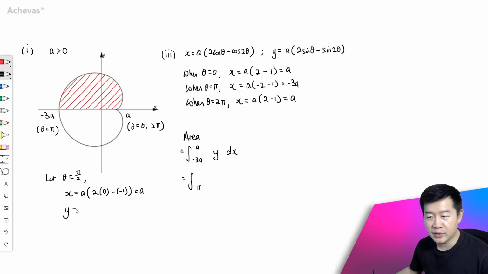We'll look at the corresponding y coordinates, which is going to be a of 2 sine pi over 2. Sine pi over 2 is 1. So I have a 1 minus sine pi. Sine pi is 0. So I have with me here 2a, which means that when theta is equal to pi over 2, somewhere that is between 0 to pi, it gives me a point a, 2a.